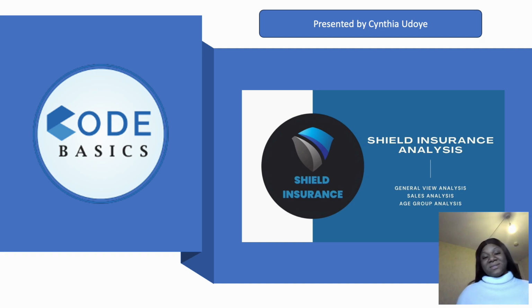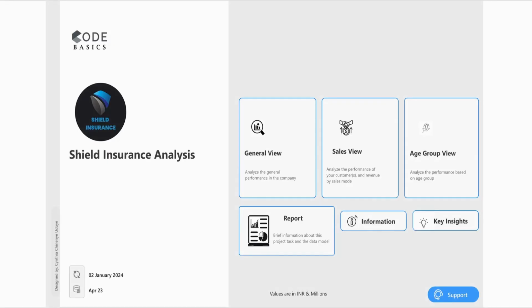It's really been amazing. So we have the amazing dashboard here, and as you can see, I have different views. I have the general view, the sales view, and the age group view. I also created a pop-up message to explain a little bit about the project, an information pop-up message to help users, a support pop-up message to help the users as well, and a pop-up message to show the key insights that I was able to generate from this project.